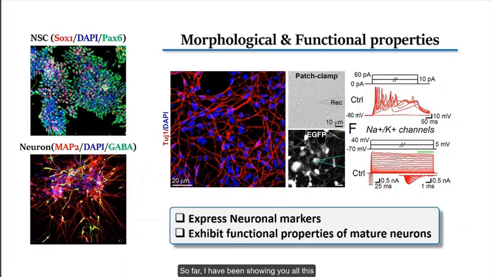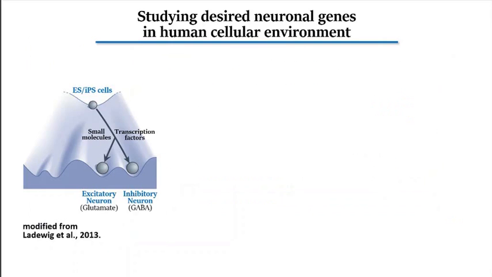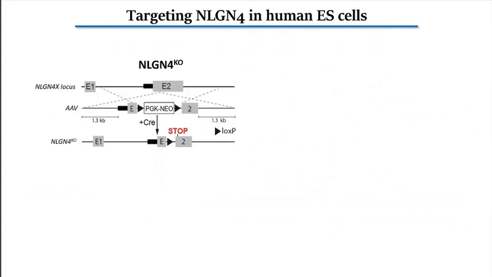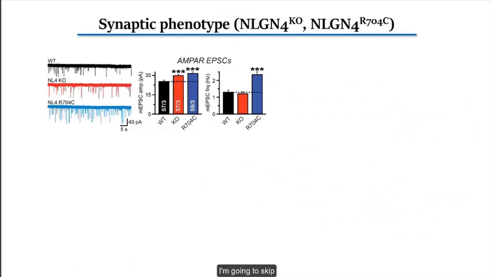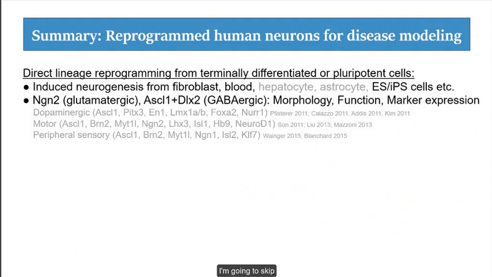Okay, so so far I've been showing you all these generations of neurons in different ways. Am I running out of time? I am. When am I supposed to stop? Noon. Oh, noon. Then I will just skip everything.